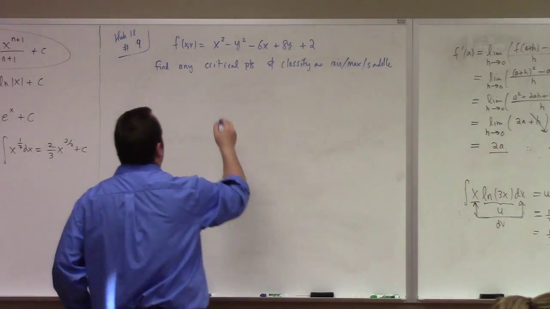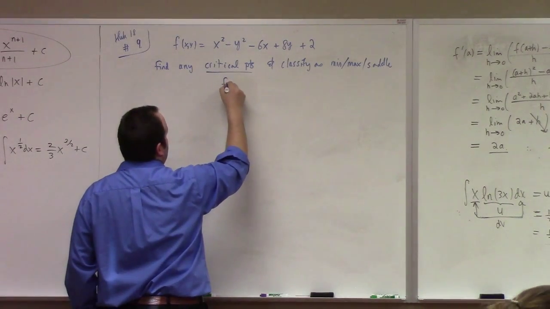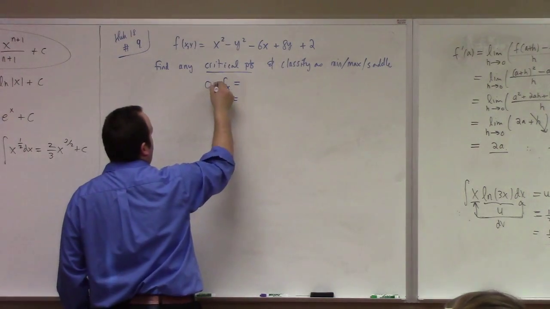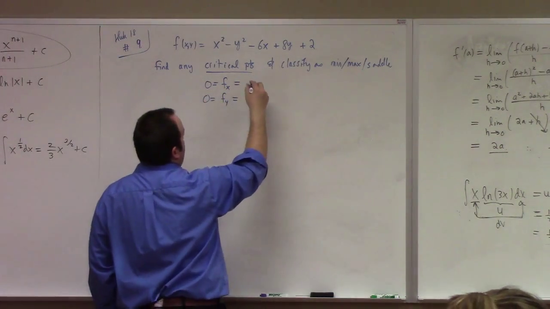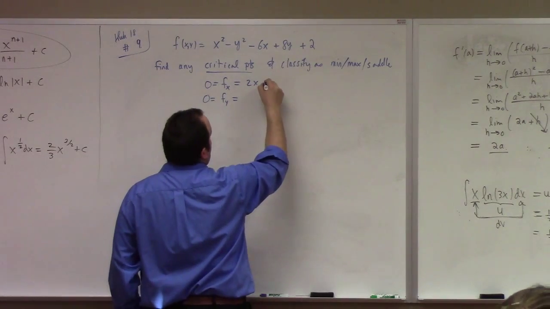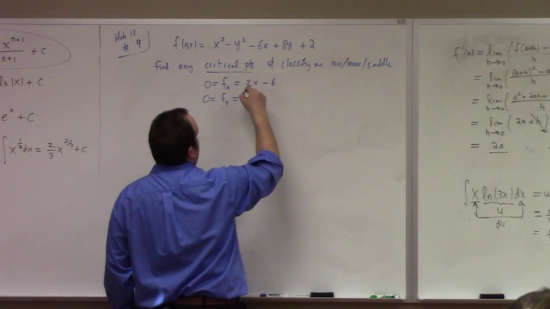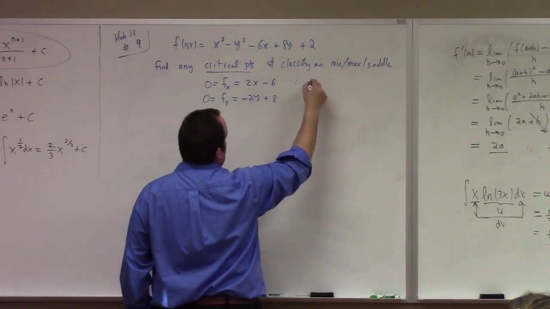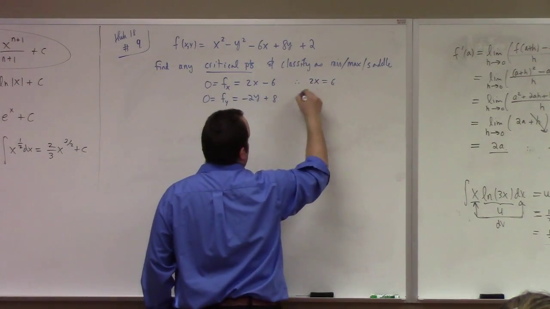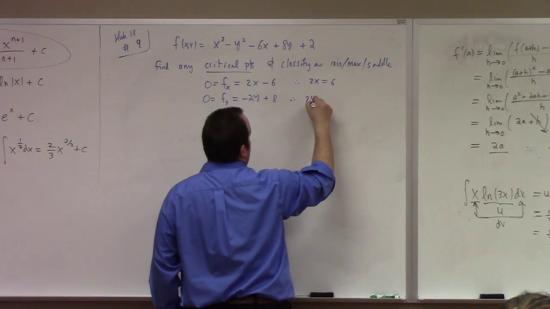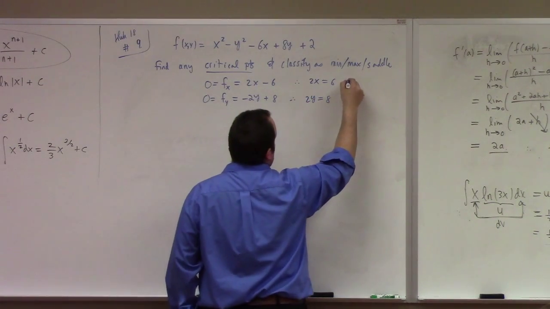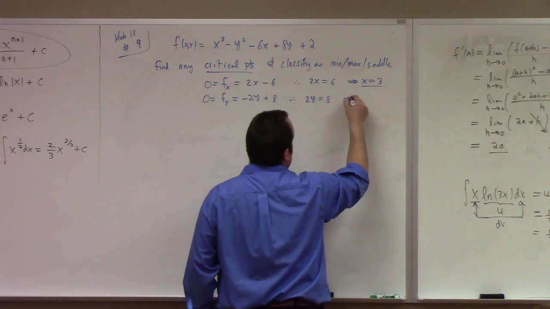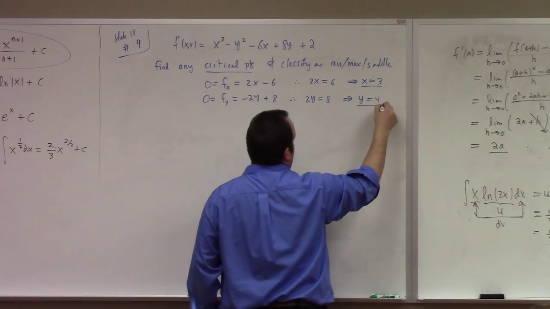Okay, so remember critical points meant what? That meant f x and f y are both 0, right? f x is 2x minus 6. f y is minus 2y plus 8. So 2x is equal to 6, and 2y is equal to 8. That tells me that x is equal to 3, and y is equal to 4.